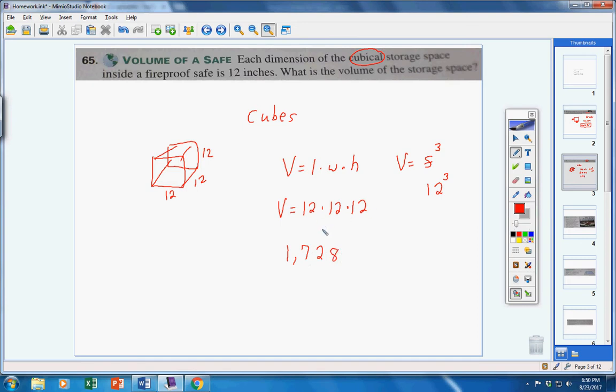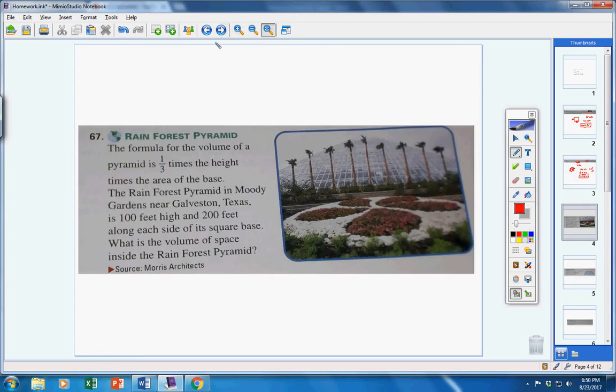Now, what are these 12s? Inches, feet, yards, meters, centimeters. They are inches. So then my answer would be cubic inches. So the volume of this safe is 1,728 cubic inches.